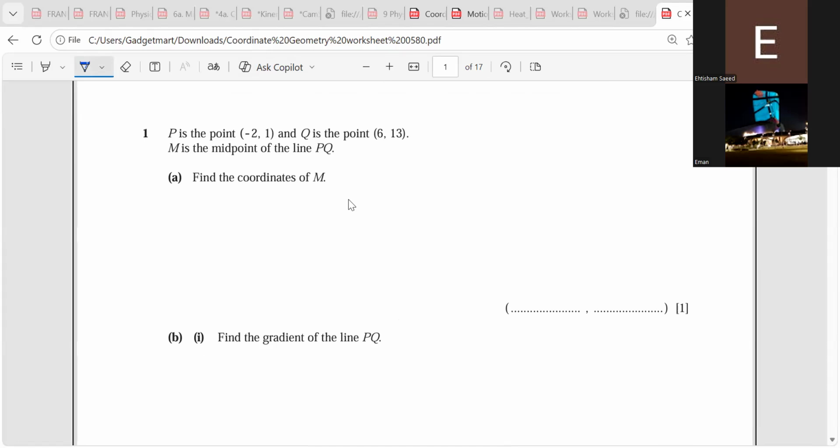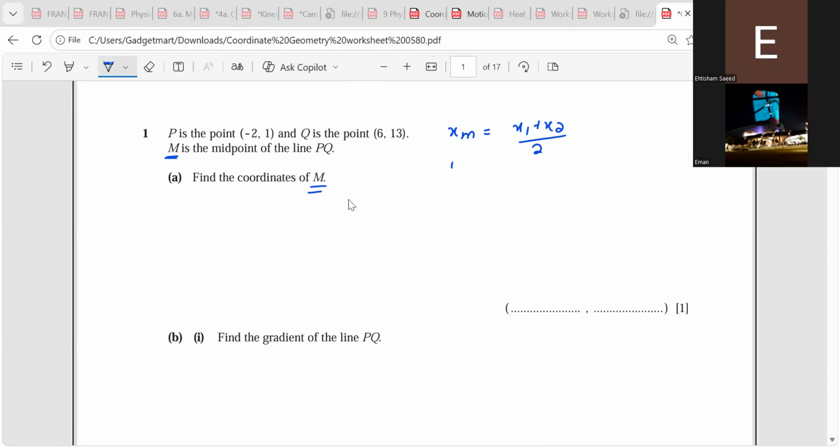Here, if you see, P is the point (-2, 1), Q is the point (6, 13), and M is the midpoint of PQ. So, how can you find out the midpoint? The formula for the midpoint is XM is equal to (X1 plus X2) divided by 2, and YM is equal to (Y1 plus Y2) divided by 2. So let's find out the coordinates of M. I'm taking this as x1, y1, and this as x2, y2. So let's solve it.